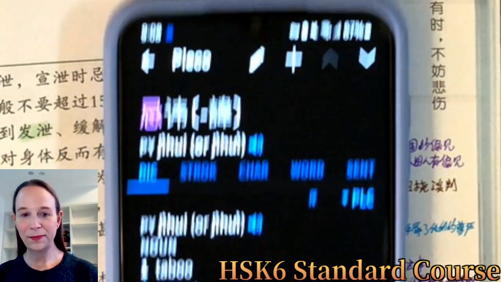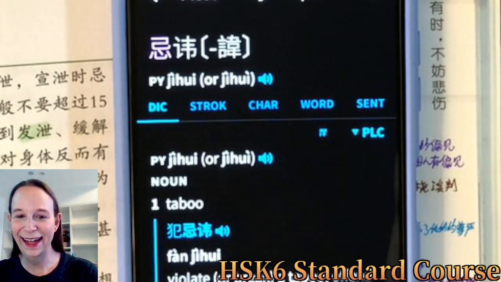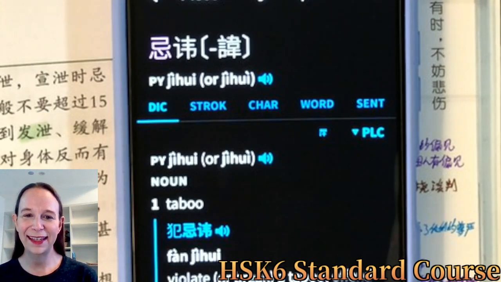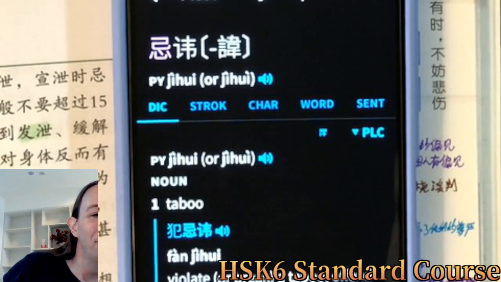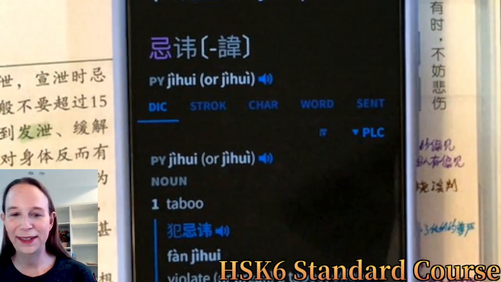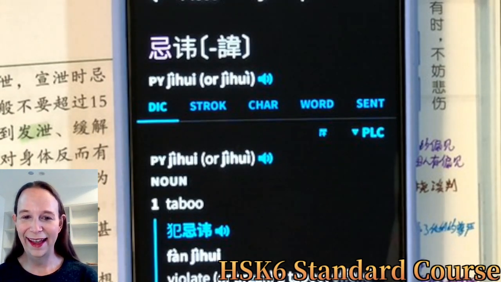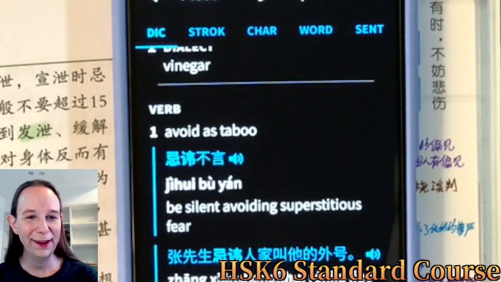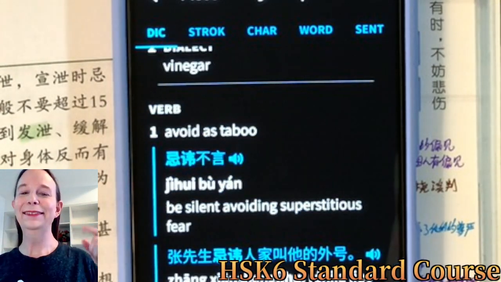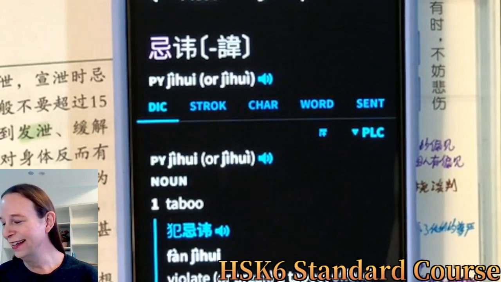Now, if you're like me and you had teachers that tried to explain what a word means by telling you what it means in English, they may have said 忌讳 means taboo. And you think, oh, okay, that makes a lot of sense. And then you realize, wait a minute, it's a verb. That's kind of one of the meanings.